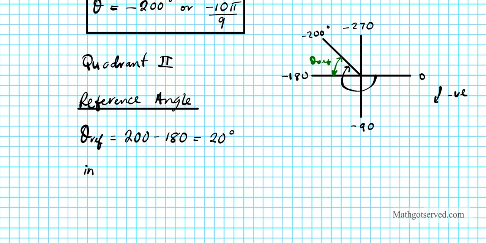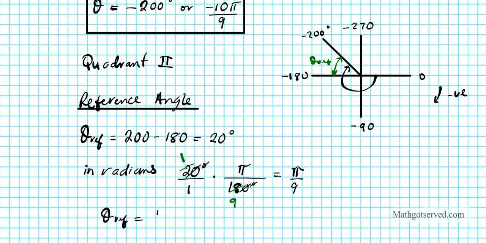In radians, it's going to be 20 degrees multiplied by the conversion factor. Since there's a degree upstairs, we have a degree downstairs, 180 with pi on top. All right, so the degrees cancel out, the zeros cancel out, and 2 we can reduce by 2, right? 2 goes here 1, 2 goes here 9. So our reference angle in radians is going to be pi over 9. So theta reference is pi over 9 radians.